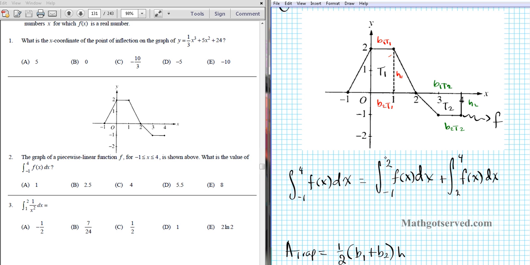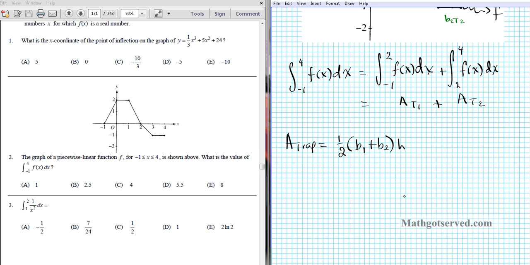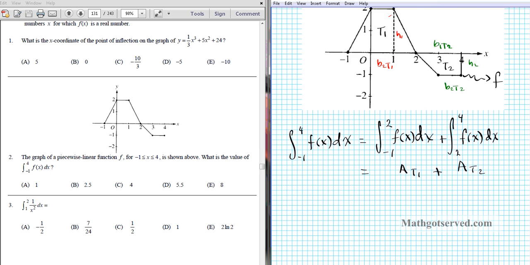So these integrals are basically the areas here, so we can rewrite this as the area of trapezoid 1 plus the area of trapezoid 2. If we can compute these two areas using this formula, then that will tell us what the value of the integral is, all right? Okay, so let's go ahead and apply that. I'm going to shift this down a little bit. We're going to apply the formula twice. So let's take a look at trapezoid 1 first.